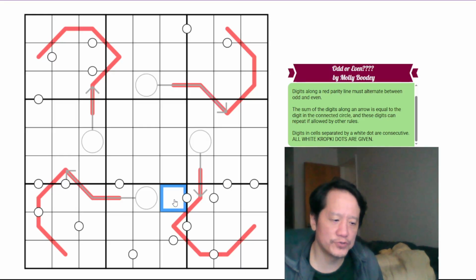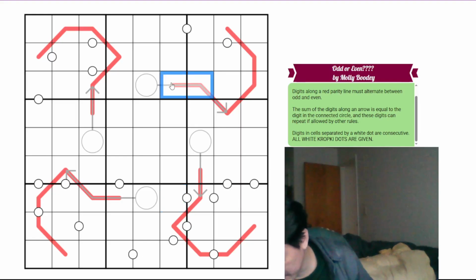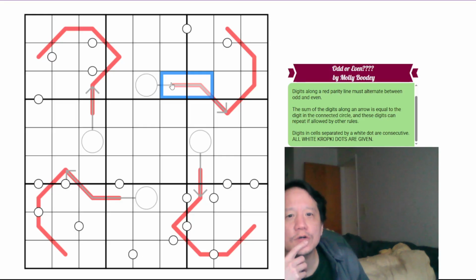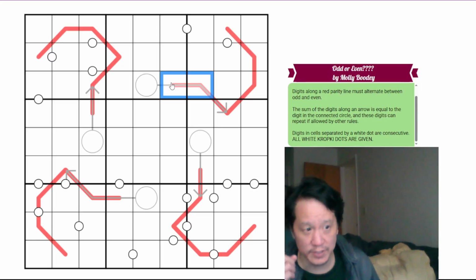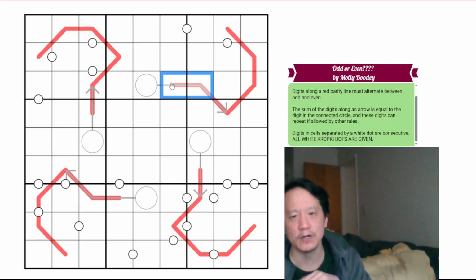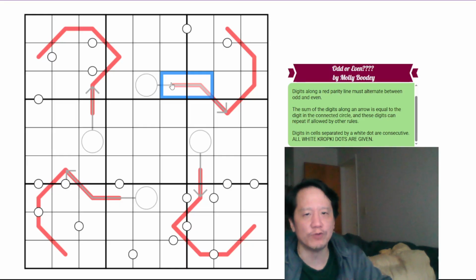Okay, so these 2 digits necessarily add up to an odd sum, because it alternates parity on the parity line. So you have 1 odd digit and 1 even digit here.